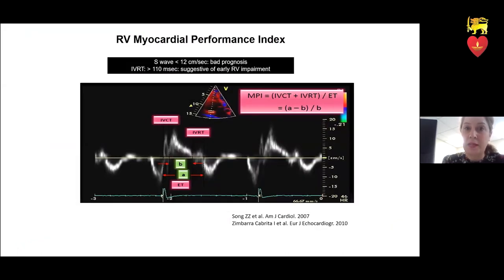I love the right ventricular performance index, because from only one view, when you take the TDI of the right ventricular free wall, you can have five different values.